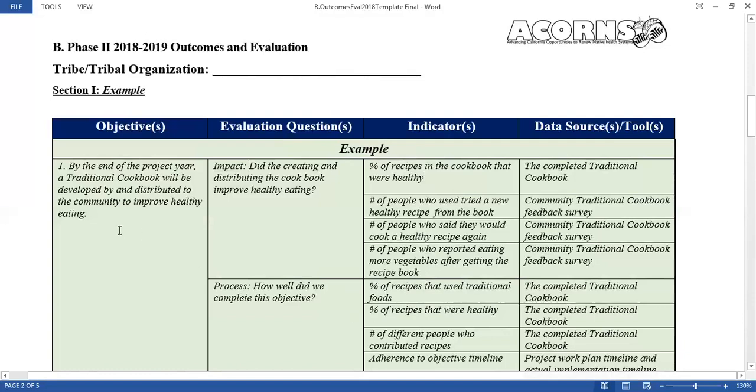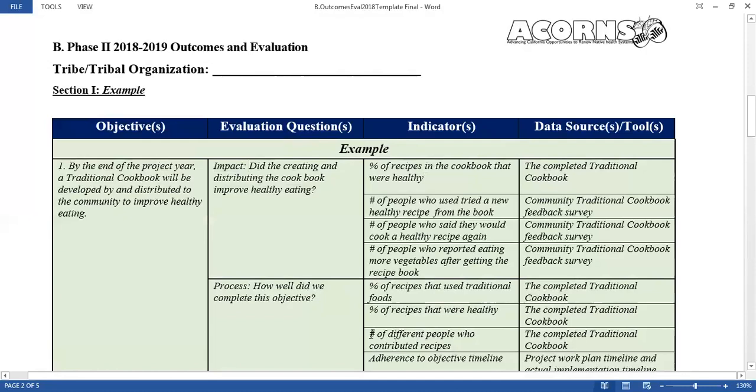The next one is you want to improve healthy eating, right? So again, you say the number of recipes that were healthy. And again, you can kind of double dip. We have that same indicator for that top question, but that also helps us answer how well did we complete the objective, because we're trying to improve nutrition. So we want to make sure that our recipes are healthy in our cookbook.